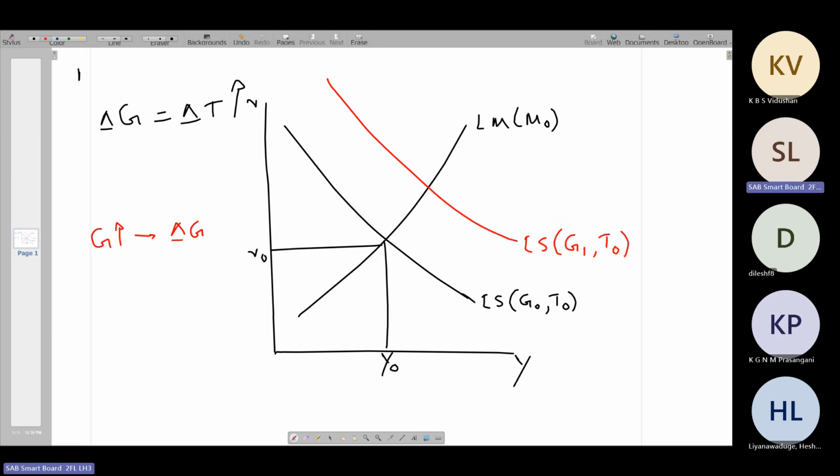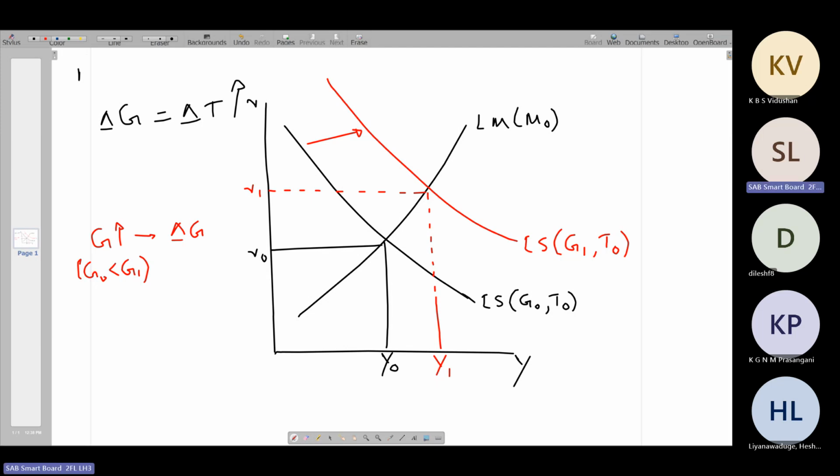Taxes do not change. Initially, the government raises expenditure from G0 to G1, right? As a result, the IS curve shifts to the right. So we know the interest rate increases from R0 to R1, and income level increases from Y0 to Y1, right?